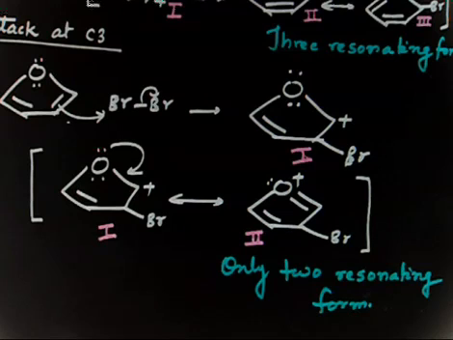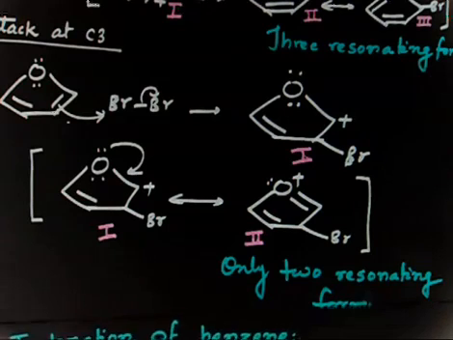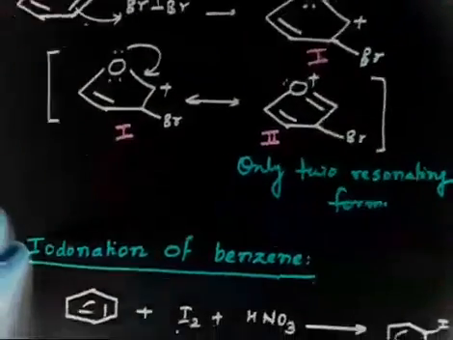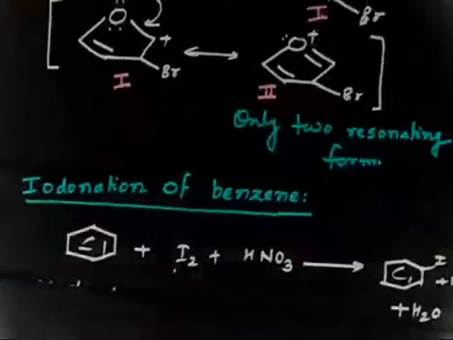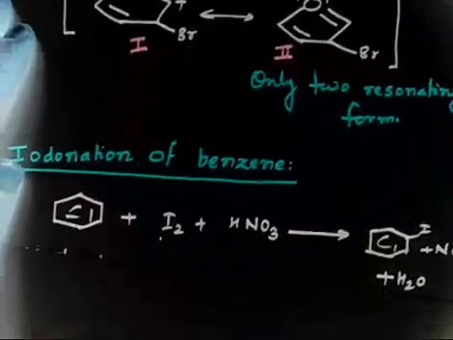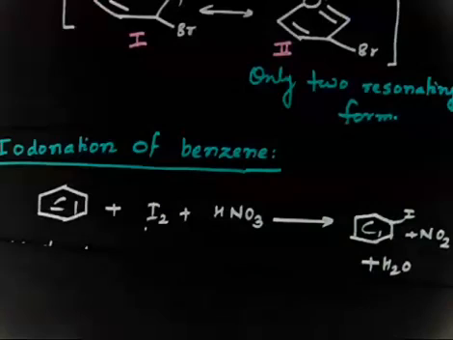Now the next problem is something related to iodination of benzene. Okay, so let us go for this problem. Let us copy this one. So we have something related to iodination of benzene. So this is iodination of benzene.